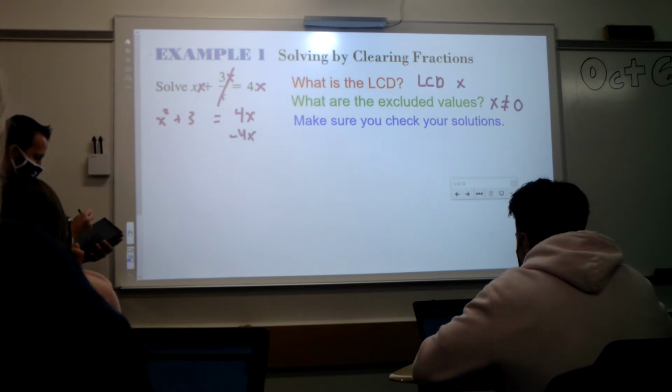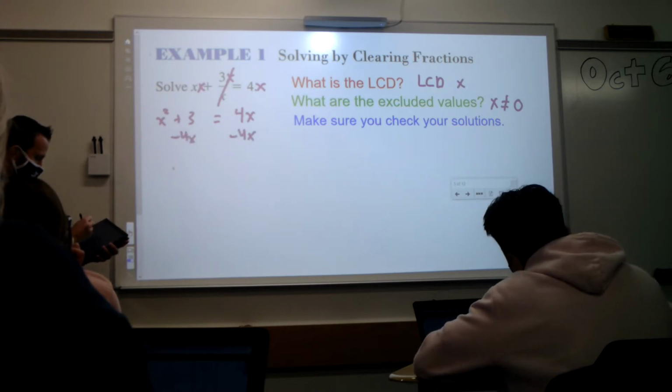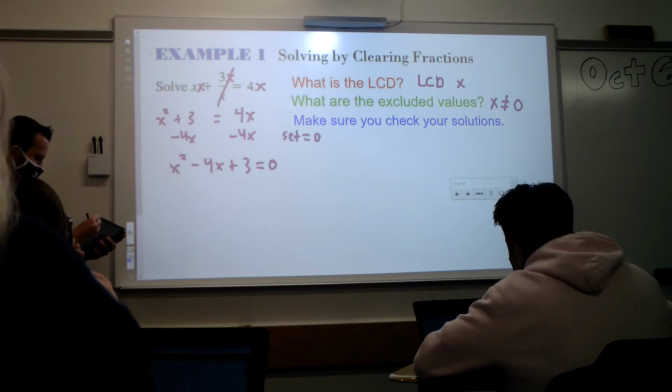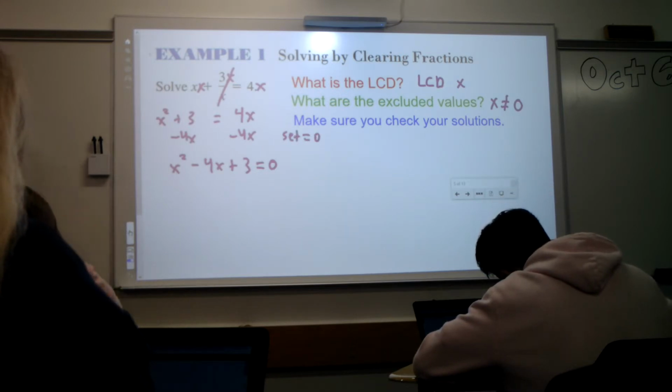Alright, let's do that. So x squared minus 4x plus 3 is equal to 0. So we set it equal to 0. Now that it's set equal to 0, we are going to factor.